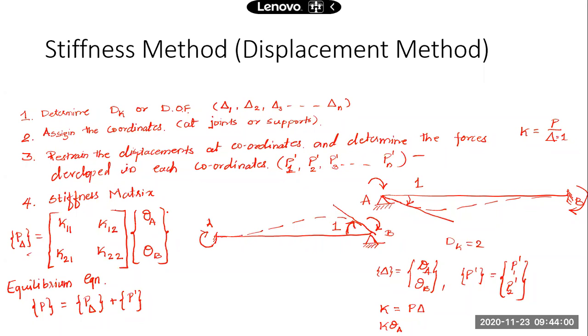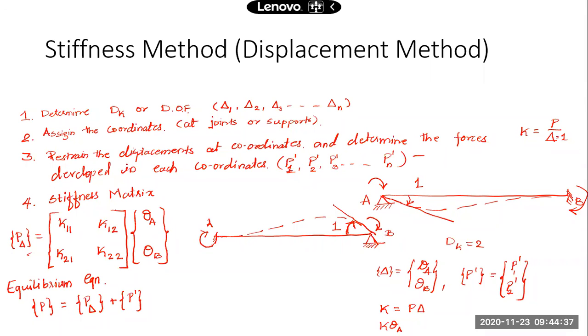If I want to know what forces are developed when theta A and theta B are applied in the coordinates, I just have to multiply this matrix with theta A and theta B. It is a matrix multiplication, please keep in mind. This stiffness matrix will be multiplied by the displacement matrix. That will tell me what forces are developed due to the displacements theta A and theta B in the coordinates. So that is simply K into delta. K is my stiffness matrix, delta is my displacement matrix. That is what I have done here.